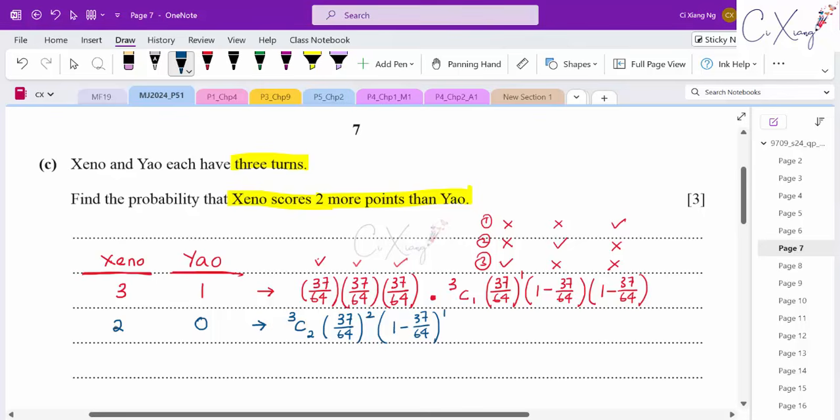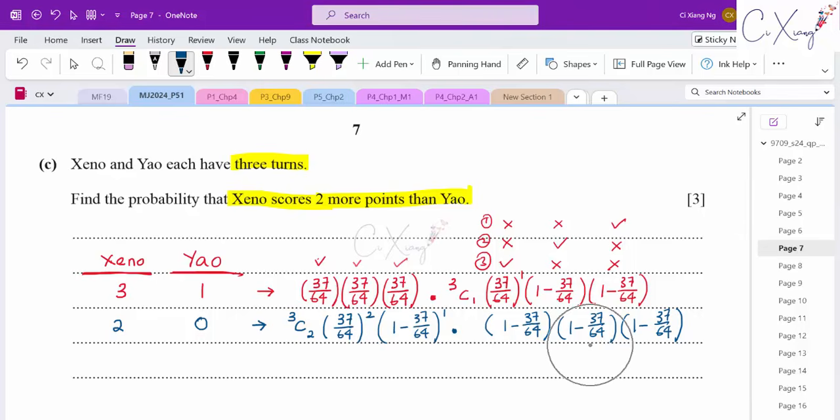Okay, so we have settled X already. Now we look at Y. So Y didn't score any point in all the 3 turns. Let's have a look. For the first turn, didn't score any point, this is the probability. The second one also not scoring the point, so same probability. The third turn also the same without the point. So 1 minus 37 over 64. You can simplify this part as 1 minus 37 over 64 power 3 if you want. So these are the possible 2 cases that we have.